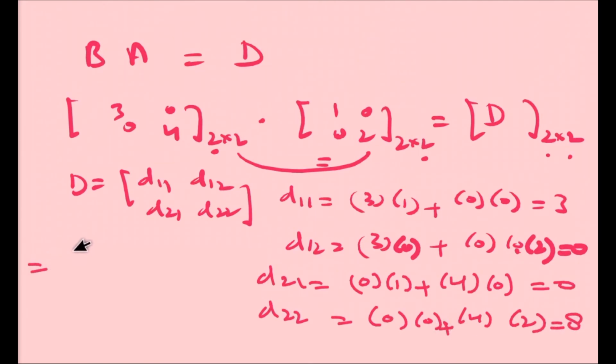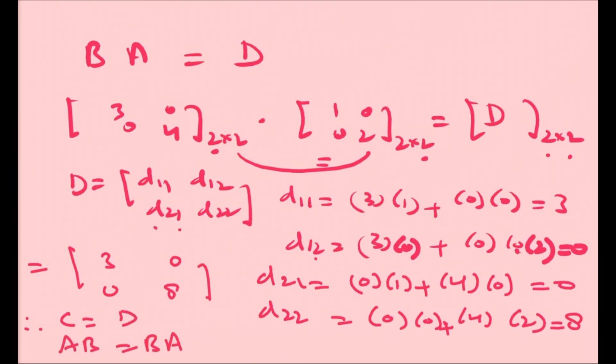Now fill here. What is the value of D11? 3. D12 is 0. D21 is 0. D22 is 8. So now we can see, is D equal to C? Hence we can say C equal to D, means AB equal to BA. So we can say easily, using this example, what we can learn here.